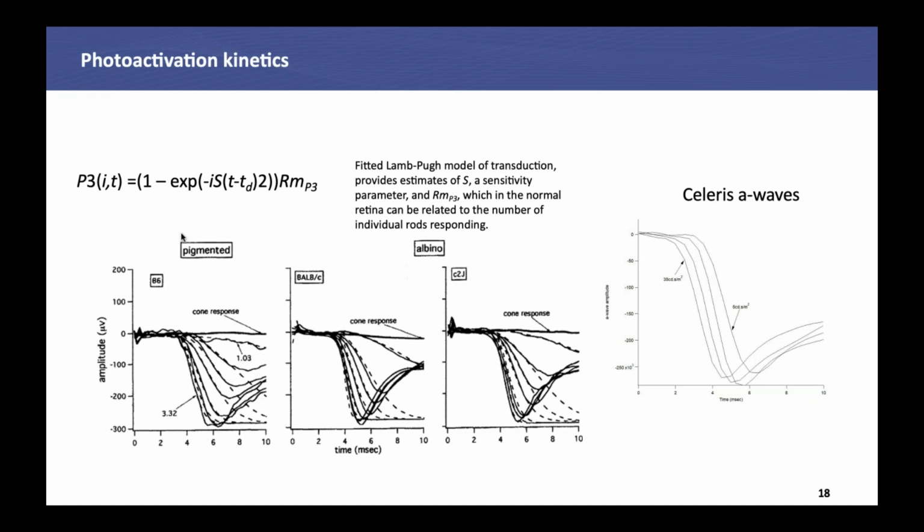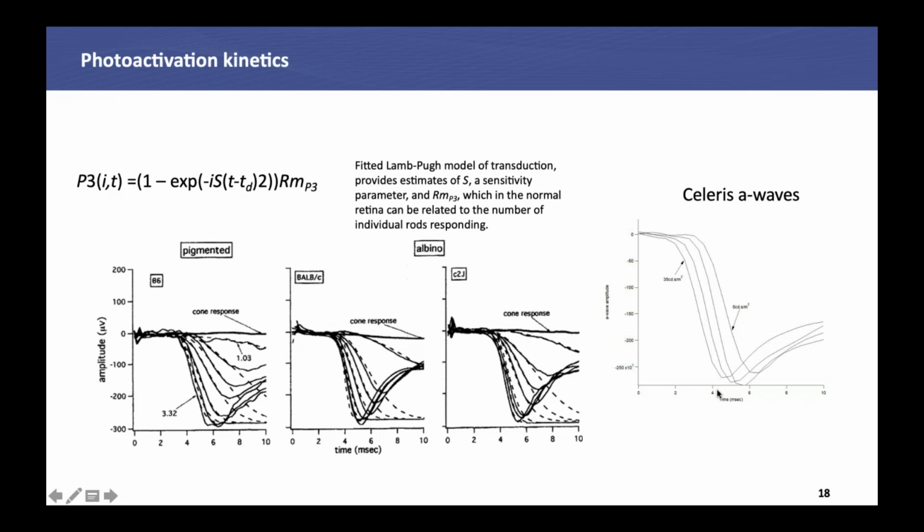We need higher intensities in order to saturate the A wave. And then we can fit a mathematical model. I'm showing it up here. Don't worry about the details of this, but basically if you fit the model to the leading edge, you can get a couple of parameters. RMP3 is the maximal response that you get from the photoreceptors, and it's related to the number of gated channels in the outer segments that remain. So if you ran a lawnmower across the retina and cut it in half, RMP3 would be reduced because there are fewer channels. S is a sensitivity parameter that's related to amplification kinetics.